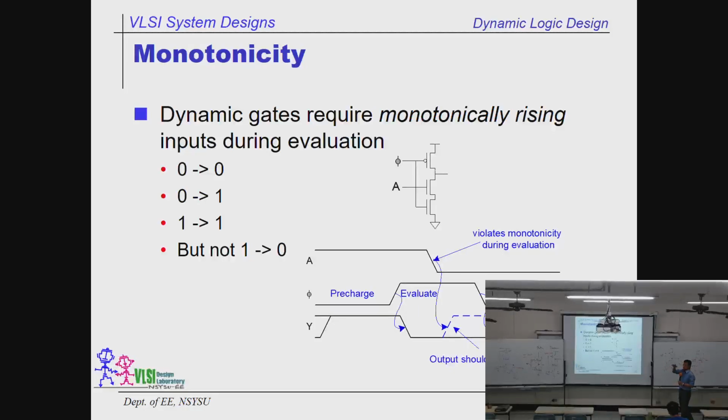Mono means that it's either going down this way, decreasing, or going down that way, increasing. So monotonicity is an important feature that dynamic logic has a problem to deal with. Okay, let's look at the simple inverter over there. I'm going to redraw the simple inverter so that we understand what we're dealing with. Why dynamic logic is so important.